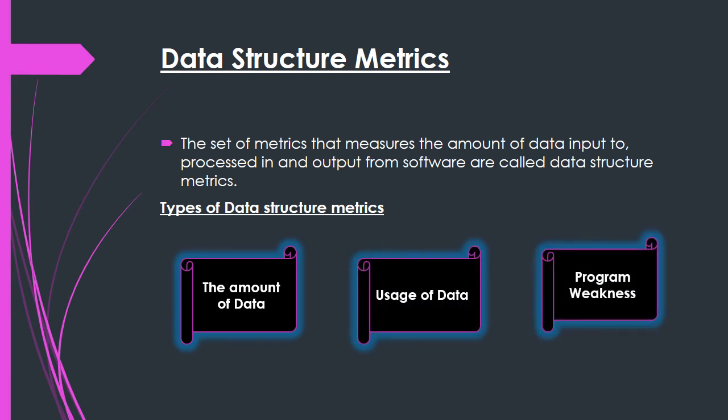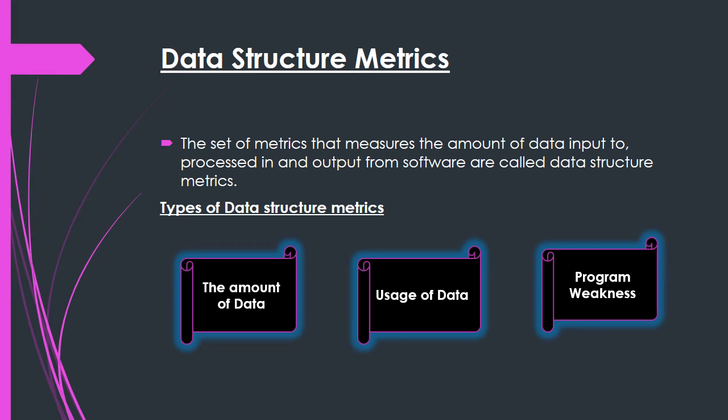Now comes the next topic, that is, what are data structure metrics. The set of metrics that measures the amount of data input to, processed in, and output from software is called data structure metrics. That means these data structure metrics are used to measure the overall input that we are providing to a particular system, how these inputs are processed inside that system, and what output we are receiving from it.